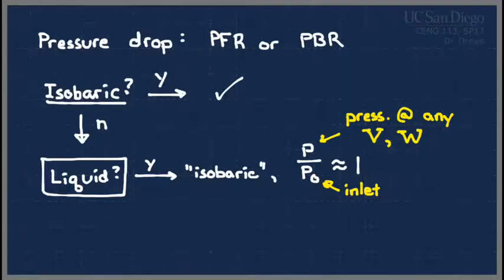So when I say P over P0, we know the inlet. The other P can mean a pressure anywhere inside the reactor, including the outlet of the reactor. So we can plot that the same way that we plot, for example, temperature going, well, we haven't done that yet. Plot flow rates down the reactor, plot conversion down the reactor, something like that. We can do the same thing with pressure. But if you're a liquid, you don't have to worry about it. This ratio is essentially one, so the pressure is constant everywhere inside your system.